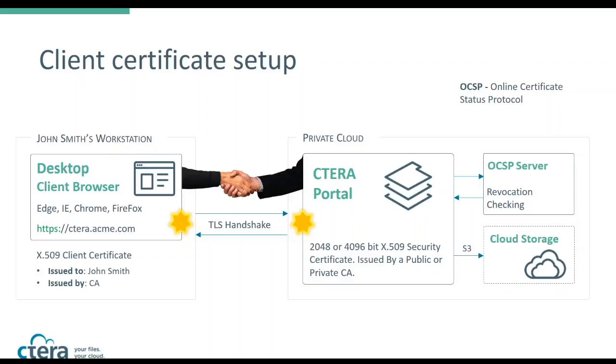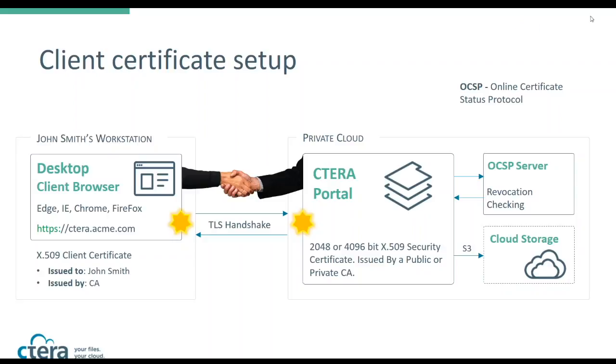Now we can even do better than that. Let's say we have scenarios where people leave the company or certain access to specific systems needs to get revoked, or we have someone that left the company and we have an evil employee attack, and we want to quickly and centrally revoke all access to all enterprise services, not only CTERA, but other services that already leverage a public key infrastructure. For that, we also added support for what's called OCSP.